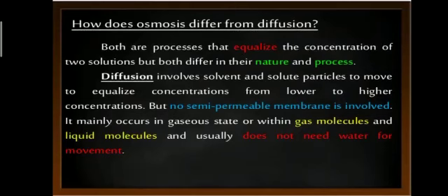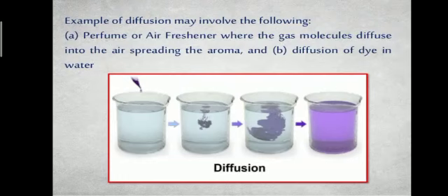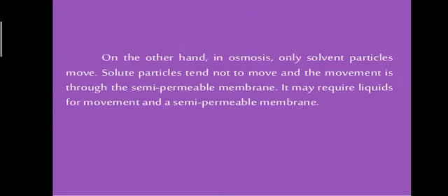As you have already studied, diffusion involves the mixing of gases. There is no semi-permeable membrane in diffusion. Here are examples of diffusion: perfume or air freshener, where the gas molecules diffuse into the air, spreading the aroma, and diffusion of dye in water. On the other hand, in osmosis, only solvent particles move, solute particles tend not to move, and the movement is through the semi-permeable membrane.